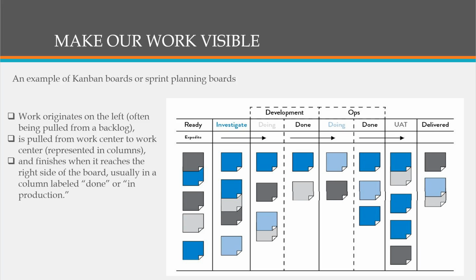But as we move from left to right, each one of these columns represents a work center, and it only moves to the right once that portion of the work is complete. And when it reaches the final destination to the right of the board, it's usually in a column labeled Done or In Production. That's when that work is complete. And it's important that we limit the number of pieces of work in each of these columns. That will help us as well.